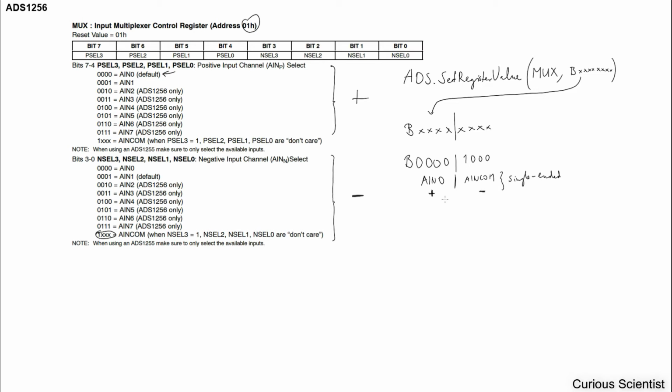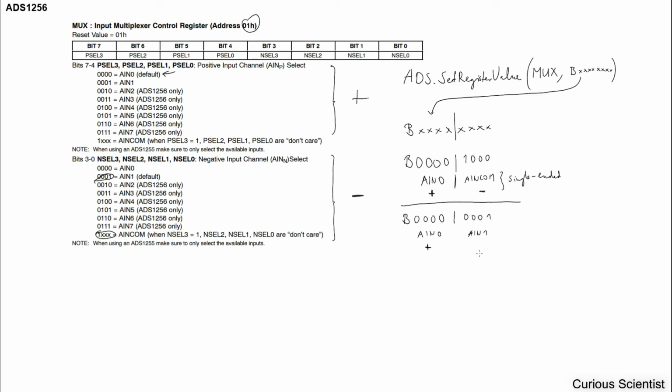So this is simple, and you can also define a differential. When you send another value, you choose again AIN0 as the positive, but now we want to choose another one from the negative side, and that should be AIN1, right? And the code for that is this here, so 0 0 0 1.